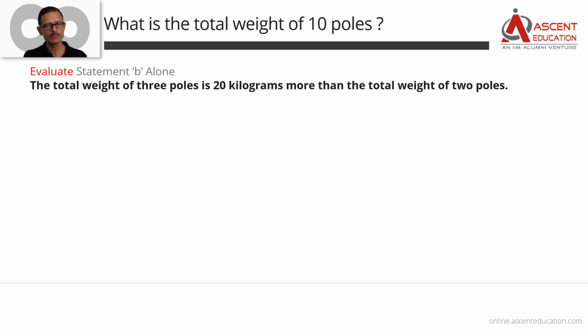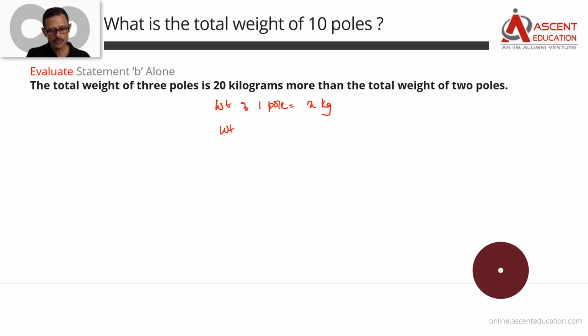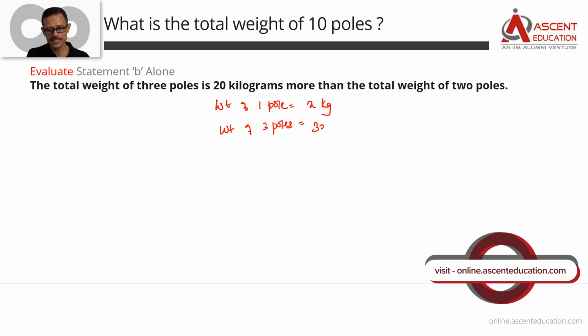The total weight of the 3 poles is 20 kgs more than the total weight of 2 poles. We'll go with the same variable assignment. Weight of one pole is equal to x kgs எடுத்துக்கலாம். So weight of 3 poles எவ்வளோ இருக்கும்? 3 poleஓட weight வந்து இதுக்கு 3 times, it's going to be equal to 3x kgs. Weight of 2 poles எவ்வளோ இருக்கும்? Weight of 2 poles is going to be equal to 2x kgs.